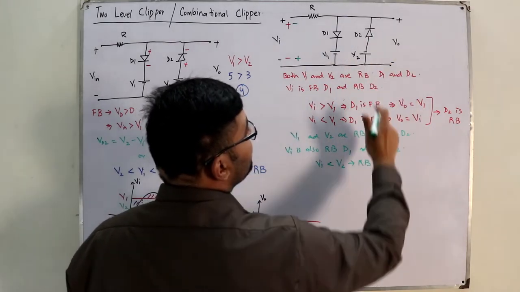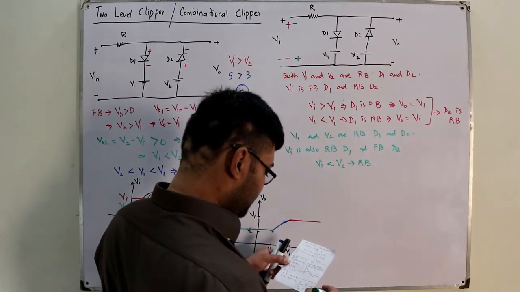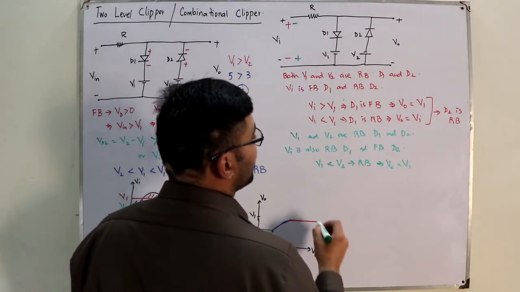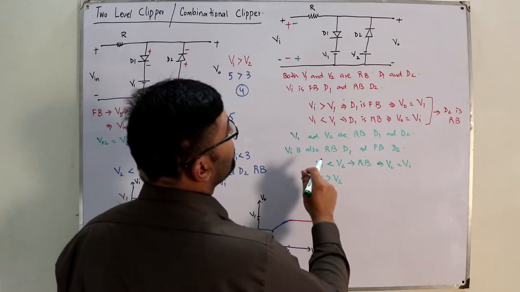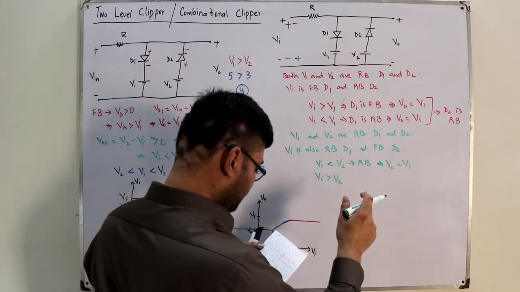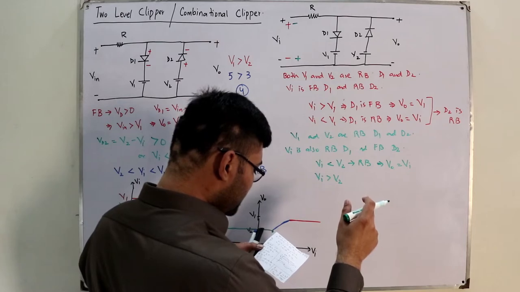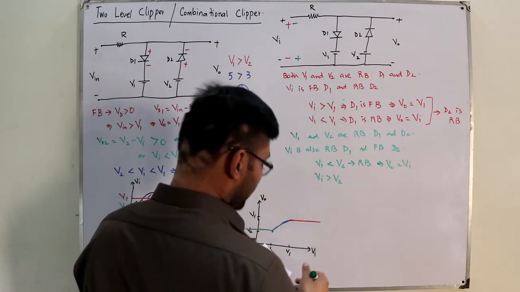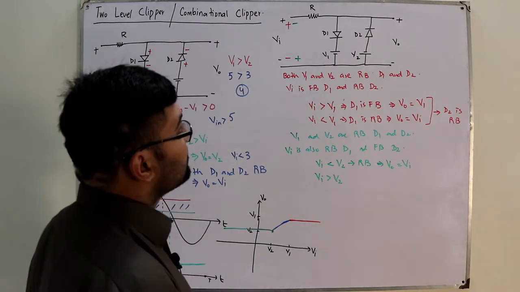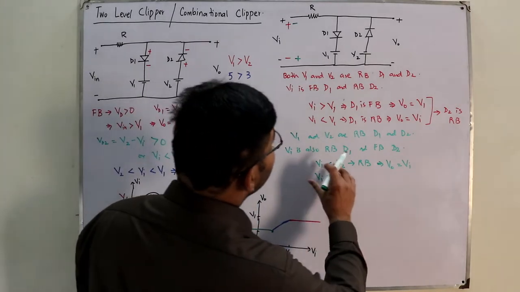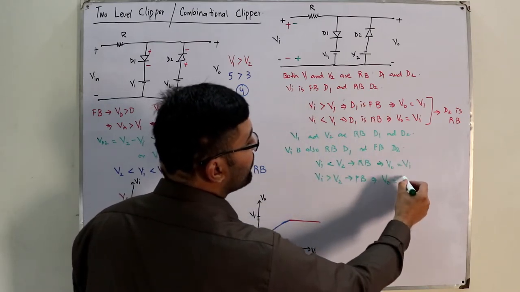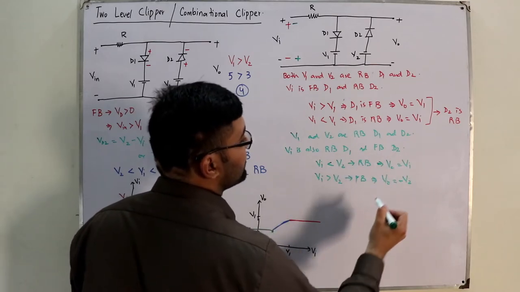So V0 would be simply equal to V input. Yes, V0 would be equal to V input. And if V input is greater than V2, this means that D2 would be forward biased. Yes? So V0 would be equal to V2, and this is wrong. V0 should be equal to minus of V2. So when the input voltage is greater than V2, this would become forward biased. And when this becomes forward biased, the output voltage would be equal to V2, and you could write a negative V2 as well over here.